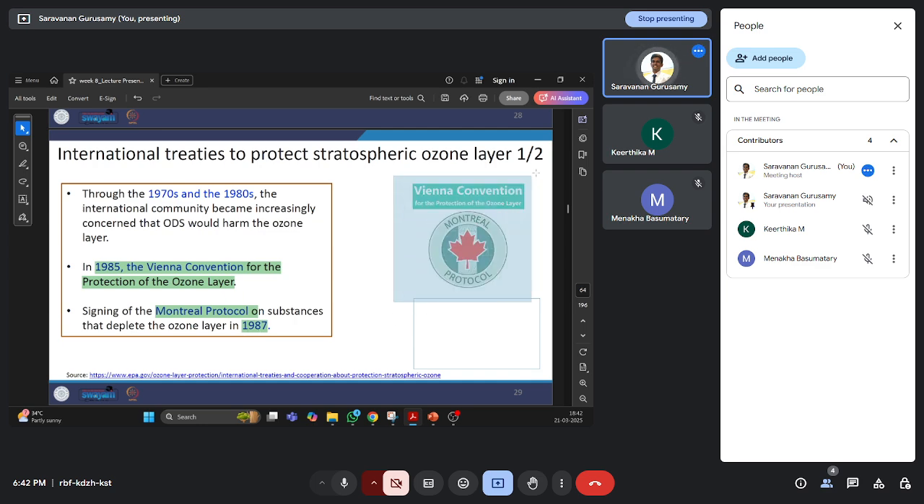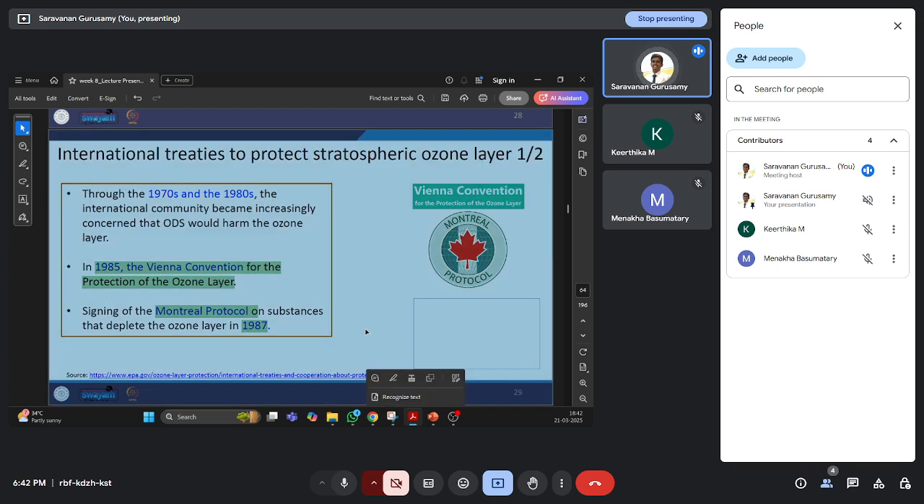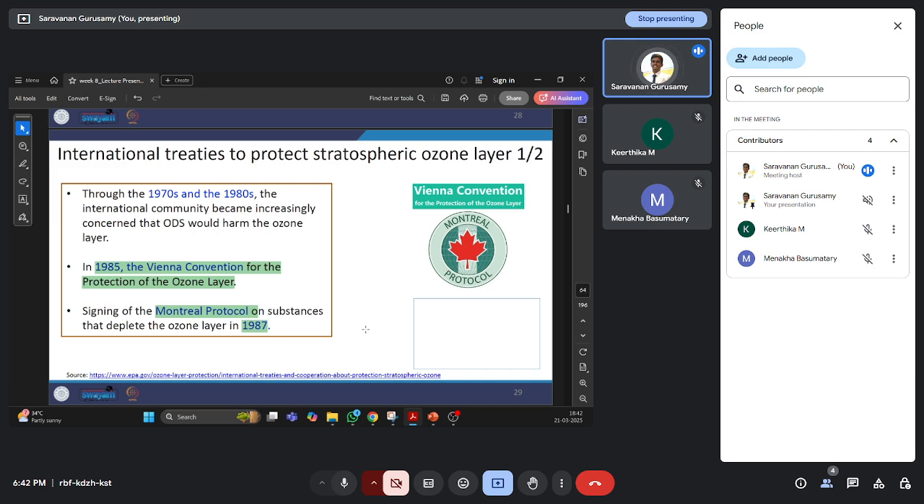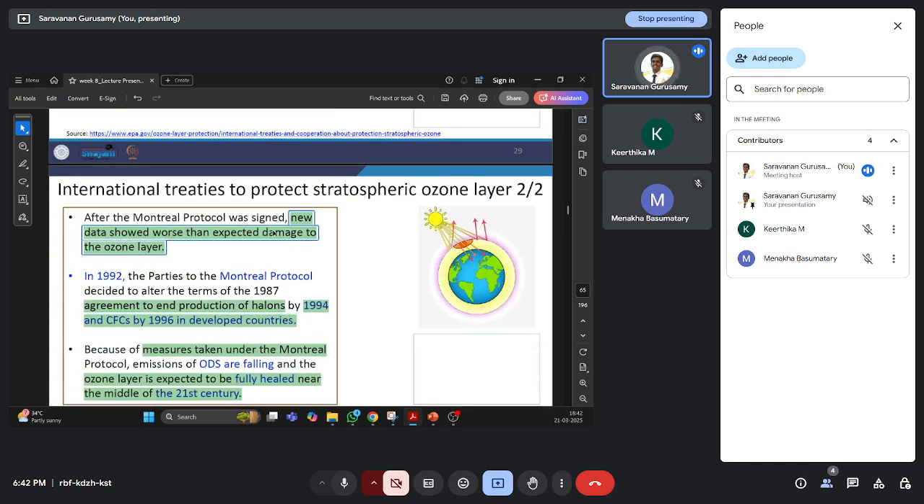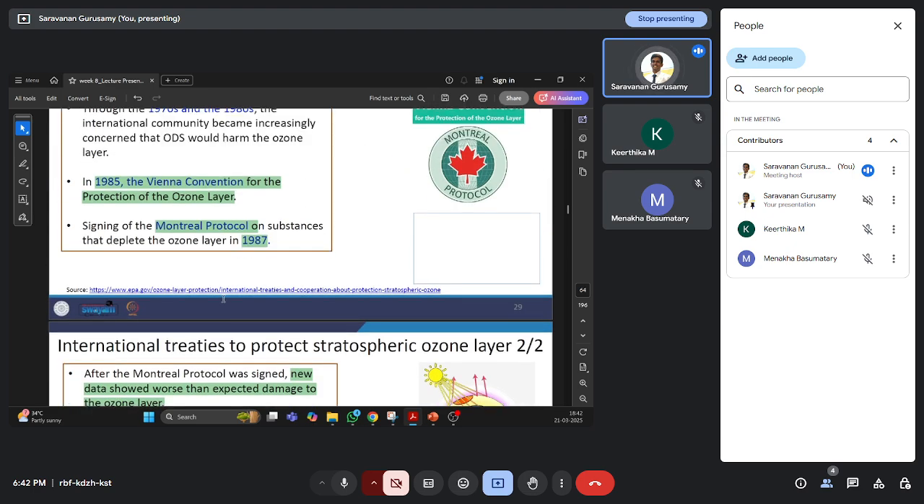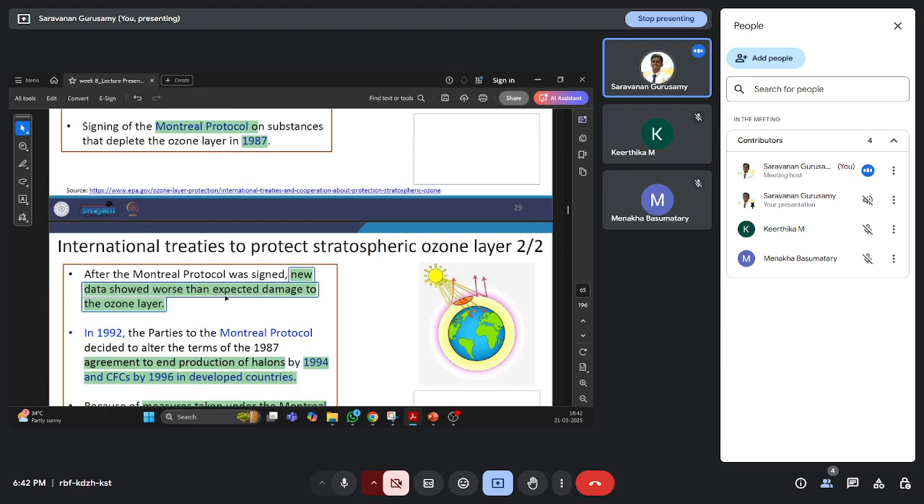That's why the Vienna Convention and Montreal Protocol happened. So for the Montreal Protocol, you can think lots of conventions and parties came to discuss these ozone layer depleting substances. First of its kind is 1985, the Vienna Convention for the Protection of the Ozone Layer, then signing the Montreal Protocol on substances that deplete the ozone layer in 1987. Vienna is a place, Montreal is a place where the protocol happened. So they signed, as new data showed worse than expected damage to the ozone layers.